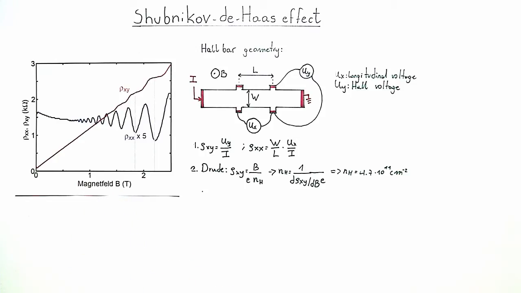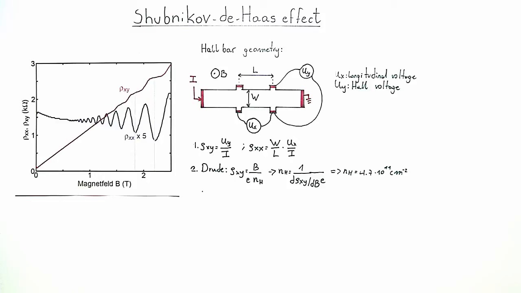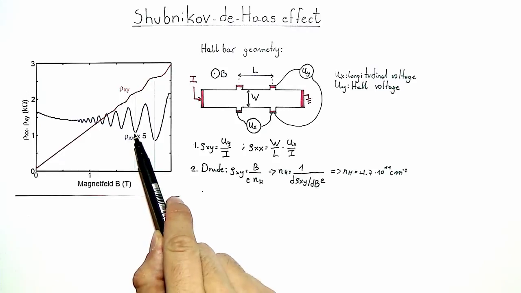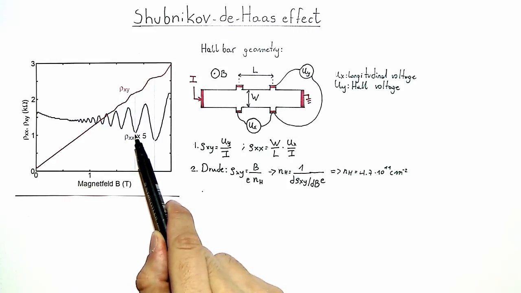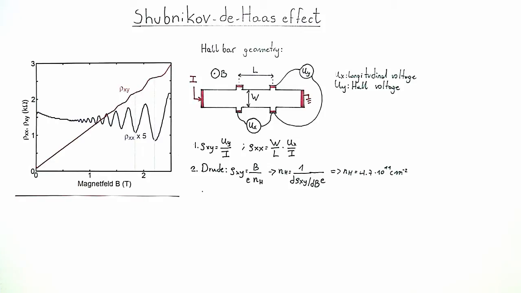So the periodicity of the density of states is in the inverse magnetic field, 1 over B. And minima in the longitudinal resistivity, so in rho xx, occur due to minima in the density of states at the Fermi energy. Whenever rho xx is a minimum, we know that at that magnetic field the density of states has a minimum. And since the density of states is periodic in 1 over B, rho xx is also periodic in 1 over B. This phenomenon is called the Shubnikov-de Haas effect.